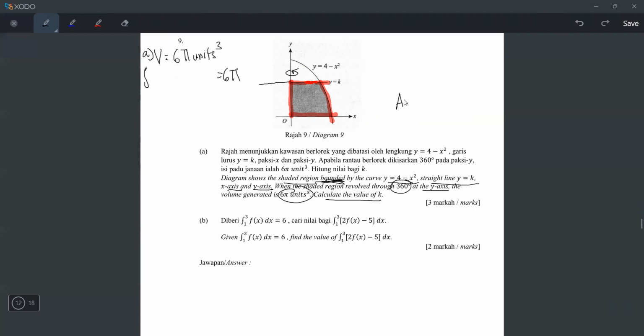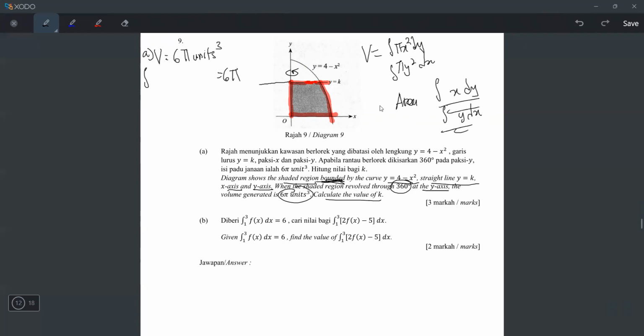If you are finding area, the formula you use will be integrate x dy or integrate y dx. But if you're finding volume, you will use integrate. What if it's a dy here? What you write here will be pi x squared, right? But if it's a dx here, then it will be pi y squared. Okay, so that's the volume formula, and this is the area formula.